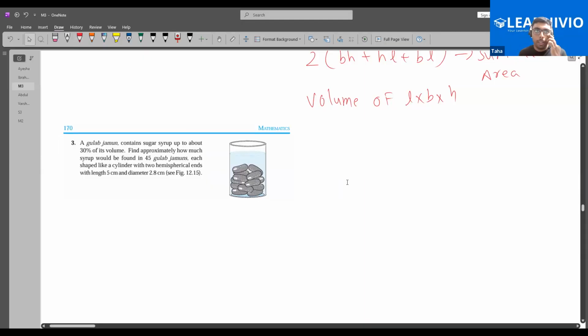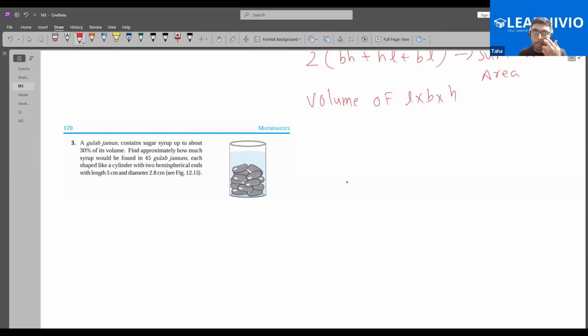All right. So over here, we are being told that an individual gulab jamun contains sugar syrup up to about 30% of its volume. So 30% of the volume of a gulab jamun is equal to sugar syrup. Now we are being told to find approximately how much syrup would be found in 45 gulab jamuns.